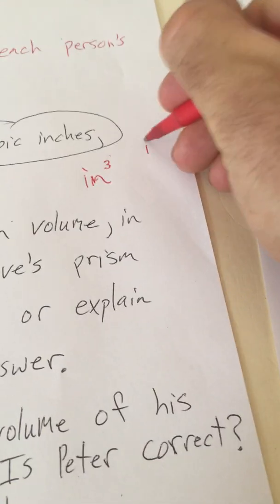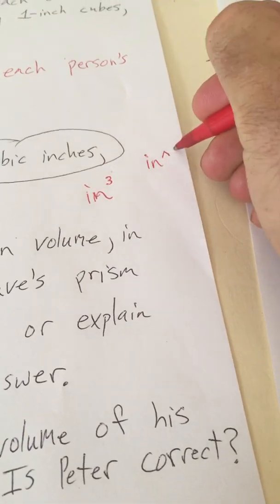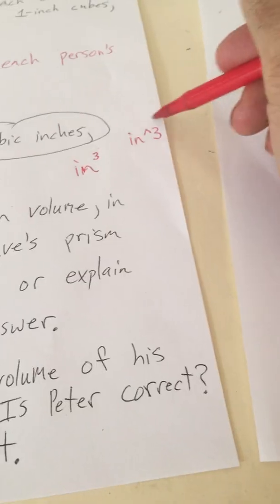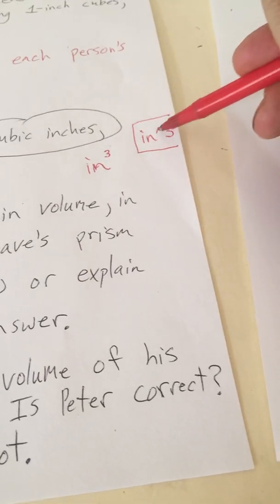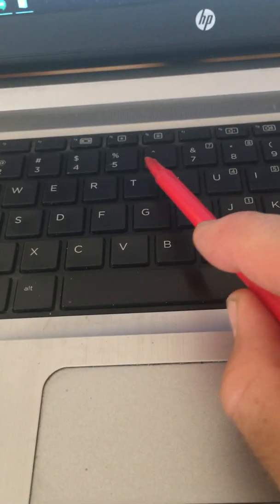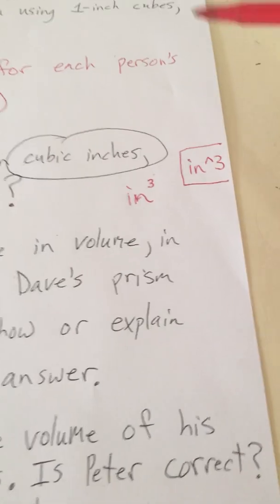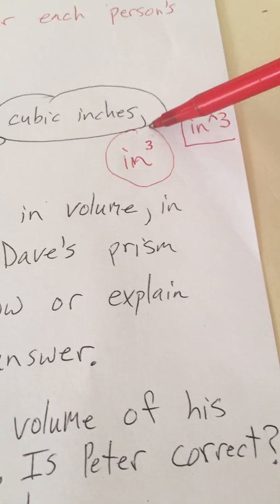On your computer you have to write inches with the little caret arrow and then 3. That's how you can show an exponent. It's the number 6 on the keyboard, right? If you push Shift and 6, you get this little arrow, and then you put a 3 there. So that's how you put it on your computer, but it's cubic inches. This is how you'll see it.